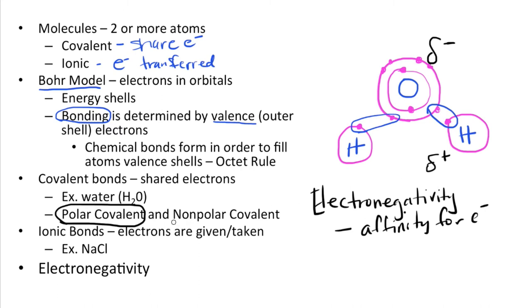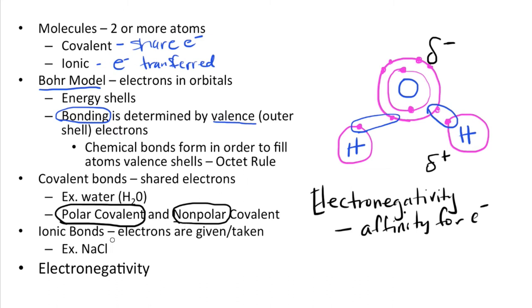The nonpolar covalent bonds are a lot easier to imagine. That is when the 2 atoms that are sharing the electrons have essentially very similar or the same electronegativity. So any diatomic molecule, meaning 2 atoms of the same that are bonded together, like 2 oxygen atoms bonded to form oxygen gas, those would be nonpolar, equal sharing, no partial charges.